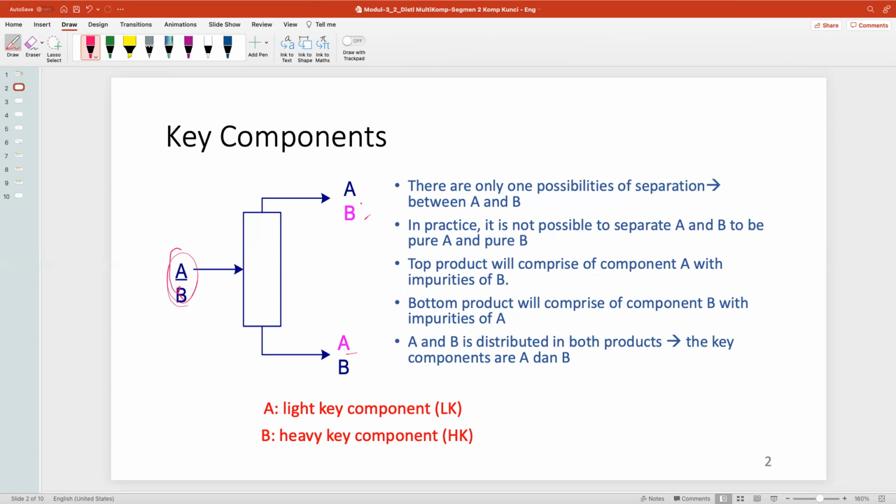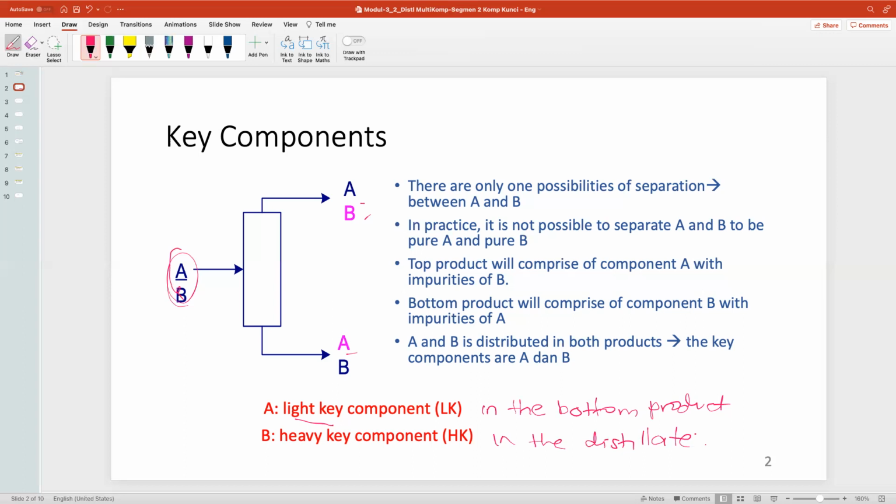So at this point, A would be the light key component in the bottom product, and B is called the heavy key component in the distillate.